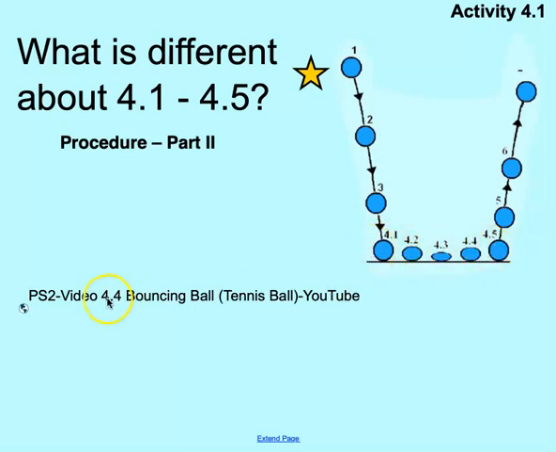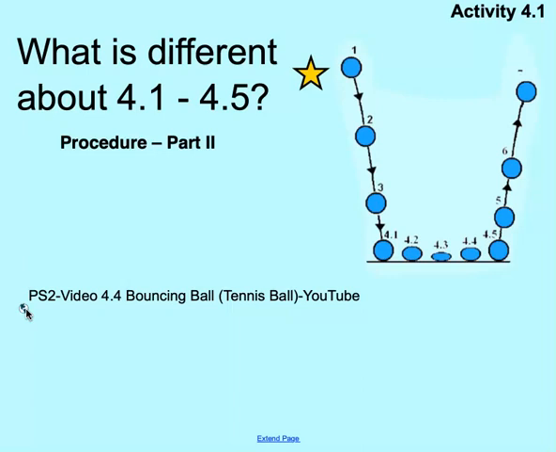So what I'd like you to do is go back to the planner and watch the bouncing tennis ball video. And what I would do is manipulate the playing speed, and I'd watch it in super slow-mo. So go ahead and do that.